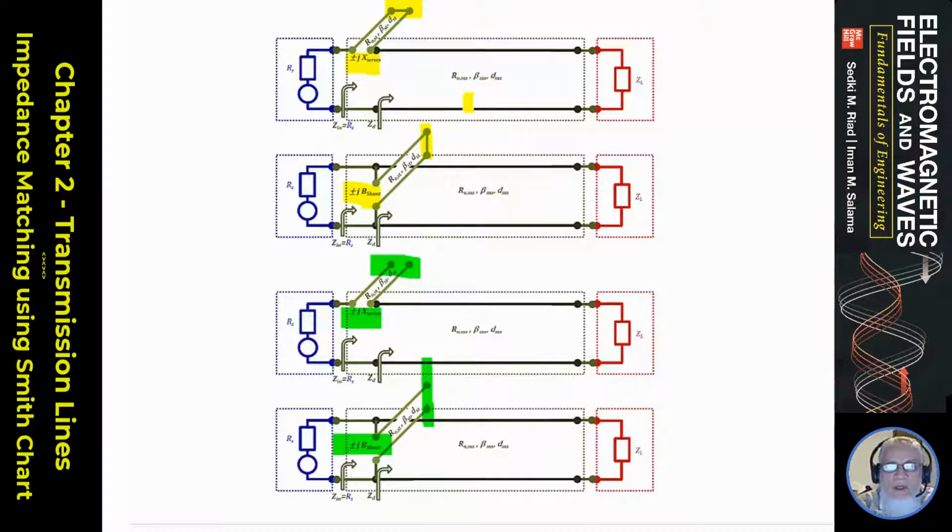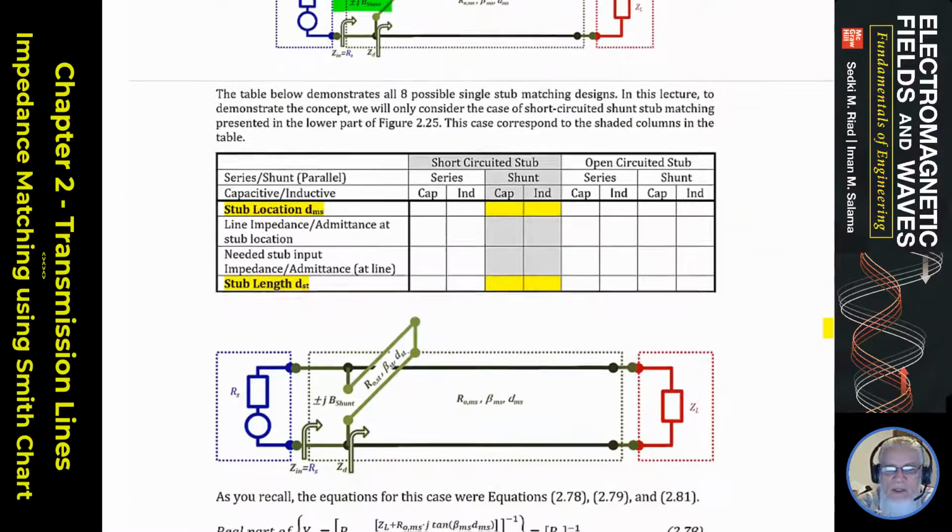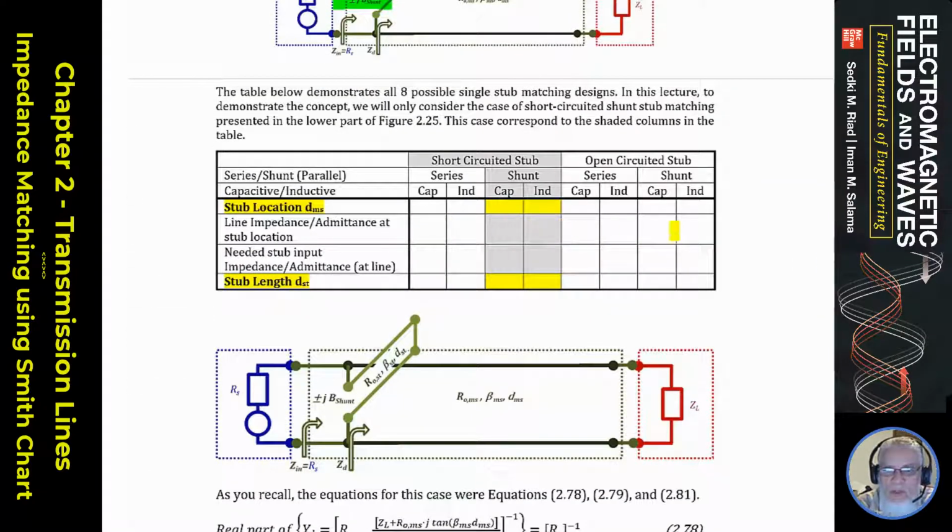However, each one of these actually has two possible solutions, because you look at this plus or minus, right? That means you can possibly add a reactance or subtract a reactance. So you may be able to find a place on the line where the needed reactance is inductive, another place on the line where the needed reactance is capacitive, and likewise for each one of those other configurations. So the reality is that we have 8 possible solutions here. As you can see, there are 8 columns in this table.